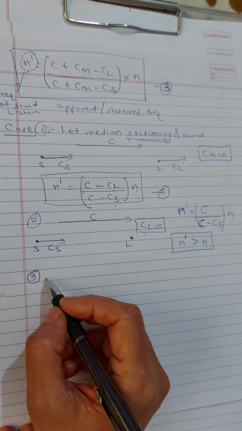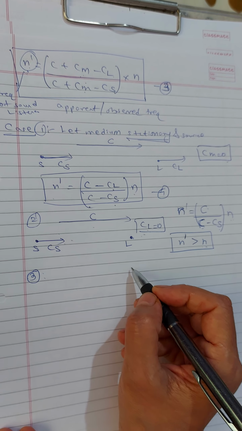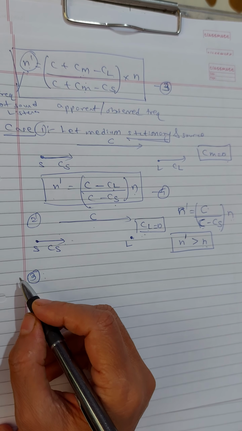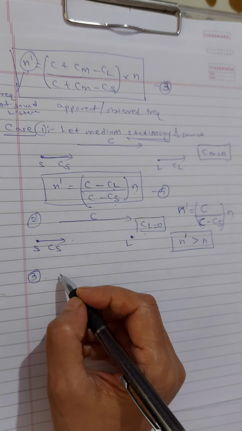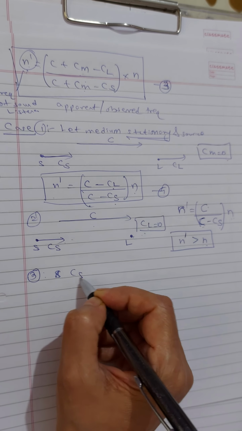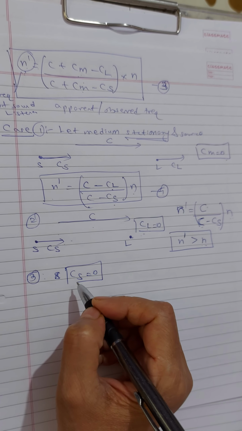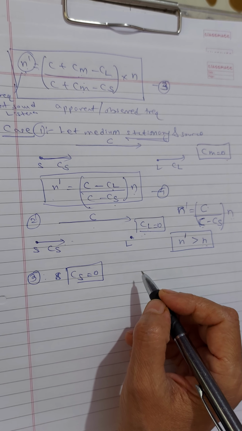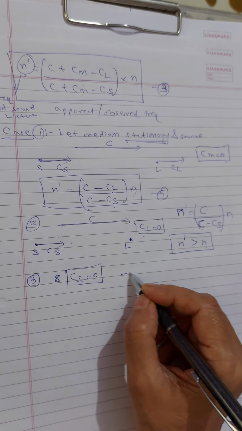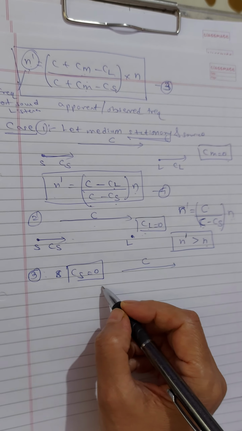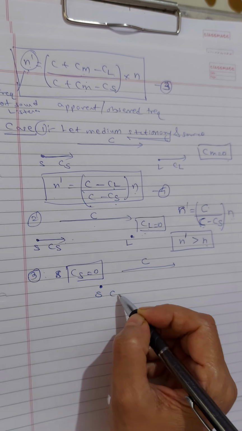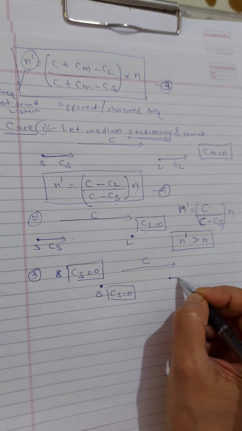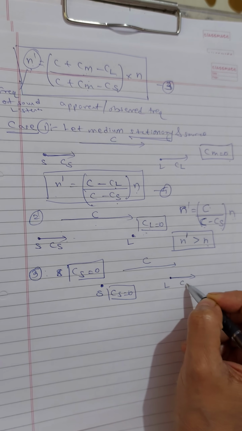What is case number 3? The listener is moving away from the stationary source. Very important. Now in this case the source is stationary, so basically Cs is 0, because it is a stationary source, and the listener is moving with velocity Cl away from the stationary source. So what diagram should I draw here? I'll first draw C. This is my source, which is not moving, so Cs will be 0. The listener is there, but where is the listener going? Away from the source.